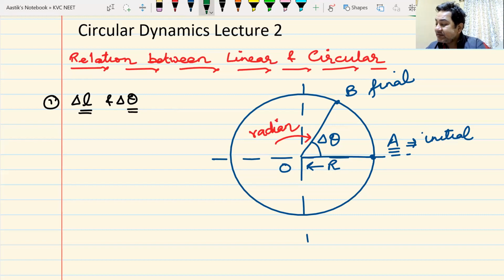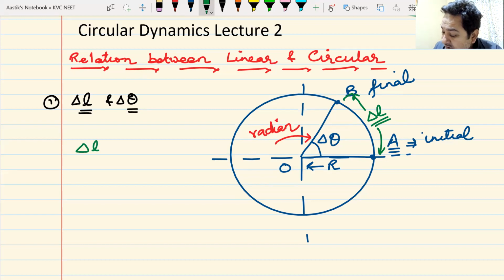Now, this distance would be equal to the length of this path. How much is the length of this path? That is the distance this body has moved. When it has turned by an angle of delta theta, this much is the distance delta L that this body has moved. Can you now tell me the relation between delta theta and delta L? I'm waiting for your answers.